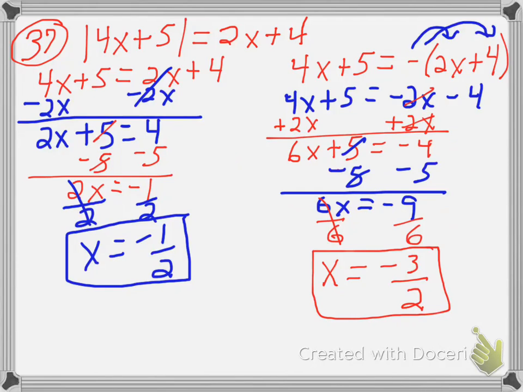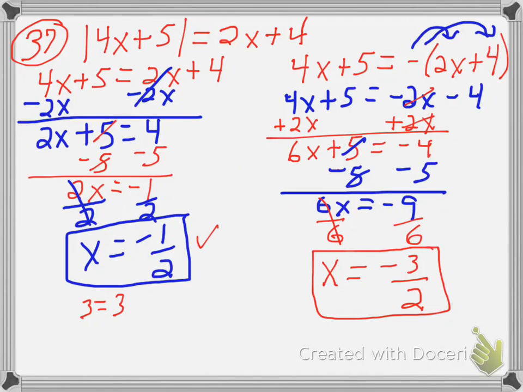So now I need to check both answers to see if there are any extraneous solutions, since we had the x on the other side. So I substitute in the negative 1/2. So 4 times negative 1/2 gives us a negative 2. Negative 2 plus 5 is 3. So the absolute value of 3 is 3. So this one gives us 3 on the left. And then negative 1/2 times 2 is a negative 1. Negative 1 plus 4 is 3 as well. So that one works out.